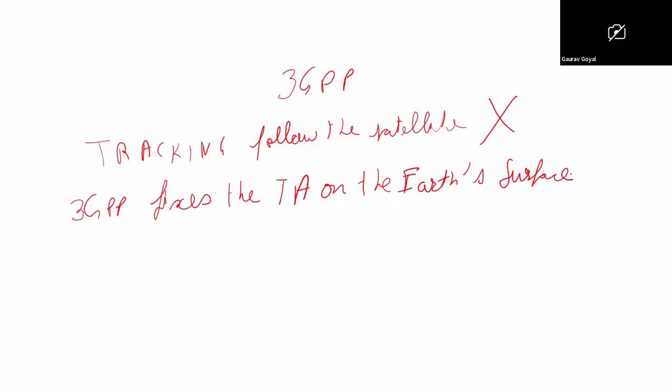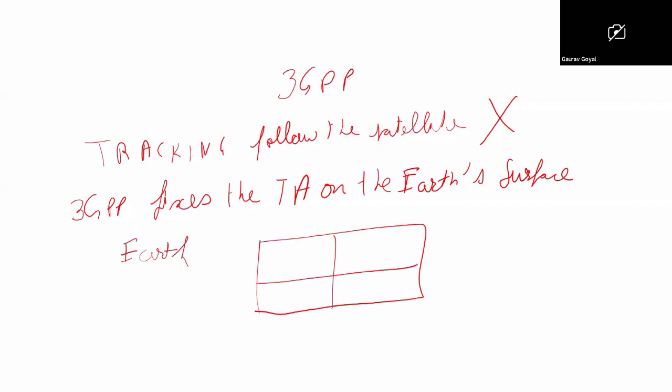Think of it like drawing permanent boxes on Earth. Suppose this is the Earth and it has four boxes drawn: TA 101, TA 102, TA 103, and TA 104. Suppose the UE is here. At 1 a.m. satellite 1 and beam 1 are serving this UE, and after 10 minutes, satellite 2 is serving this UE.